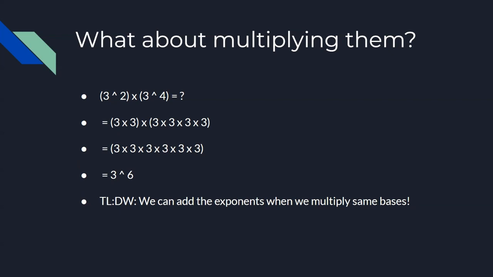Long story short, we can just add those exponents together to get the new exponent when we're multiplying two things with the same base. Because both of these had a base number of 3, when we multiplied them, the new exponent is just the first exponent plus the second exponent. 2 plus 4 gets us the last one, 6.